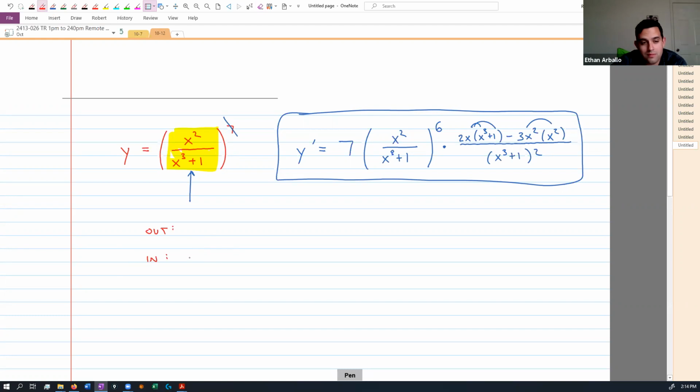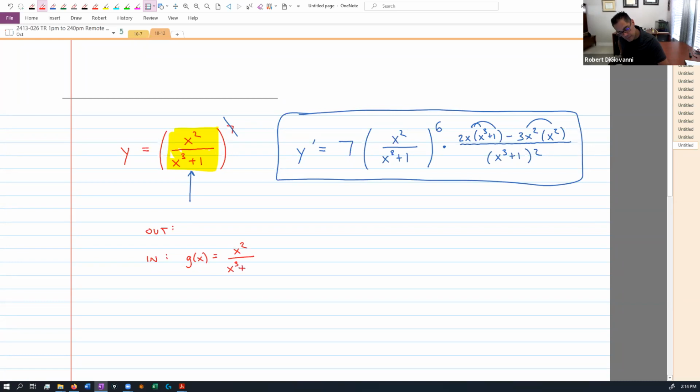So the inner function here would be g of x. That would be the quotient that you have in there. And then the outer function would be the f. That would be x to the 7th power. And then you take the derivative, 7x to the 6th. Then you take the derivative here. And that derivative would be a quotient rule, right? So 2x times x cubed plus 1 minus 3x squared times x squared, all over the bottom squared.